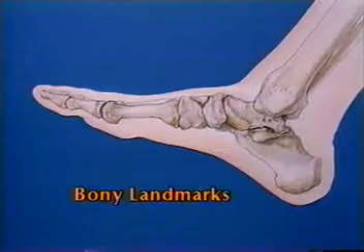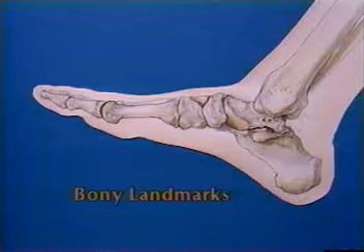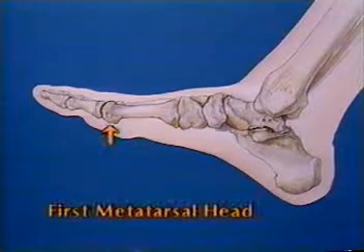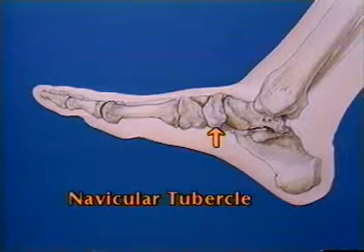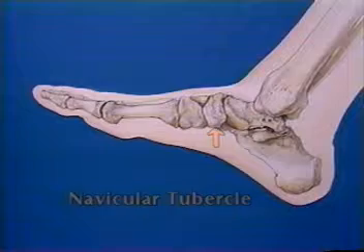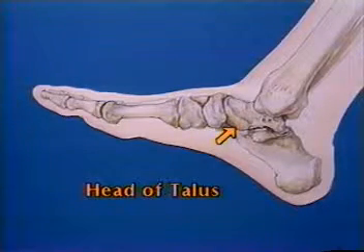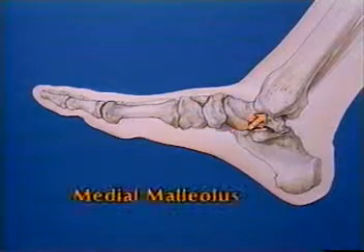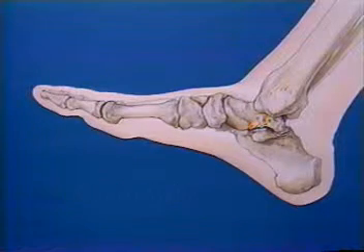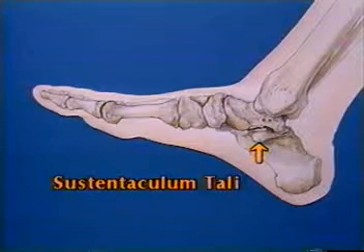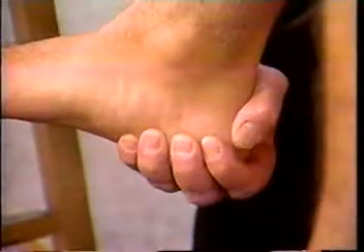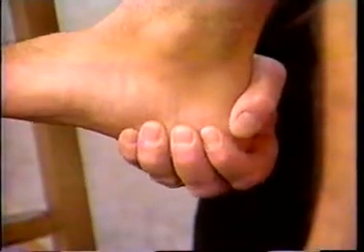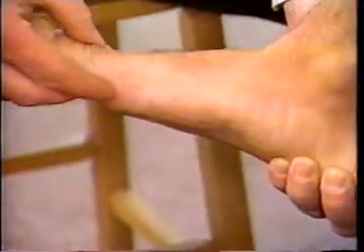Bony landmarks. The bony landmarks palpable on the medial aspect of the foot include the following: first metatarsal head, navicular tubercle, head of the talus, medial malleolus, and sustentaculum tali. The examiner should initially stabilize the hindfoot by cupping the calcaneus and with the other hand palpate the bony landmarks.